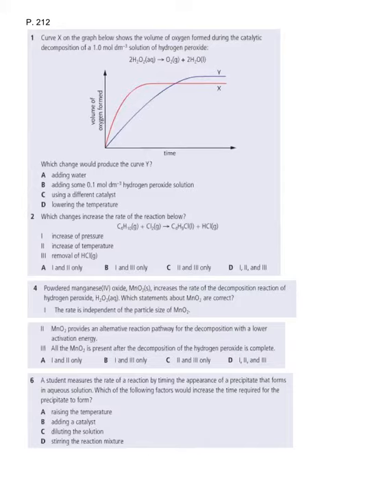Okay, looking at the practice questions over on page 212. Question 1 says you start out with decomposition of hydrogen peroxide, and it's a 1 molar solution. And I see the red line there, or graph X. And they want to know, how do you come up with Y? What would have happened? Well, two things occurred: it's a slower rate, a slower reaction, but there's also more product.